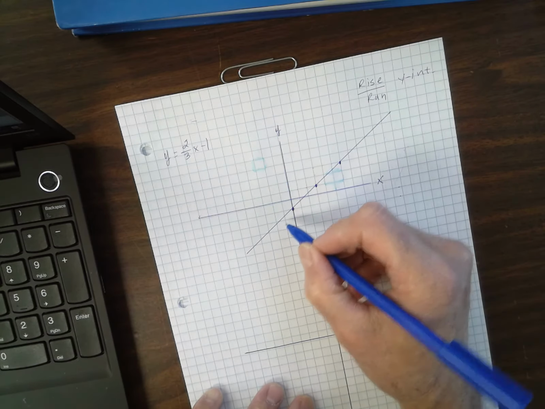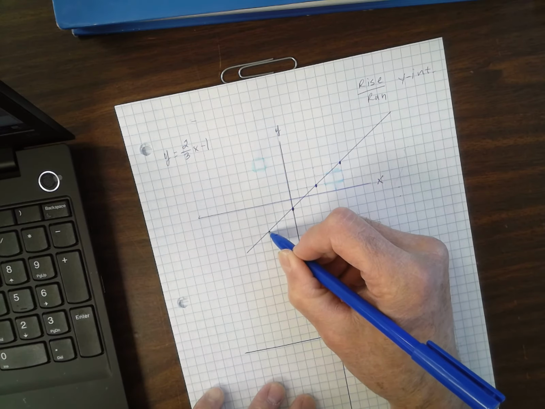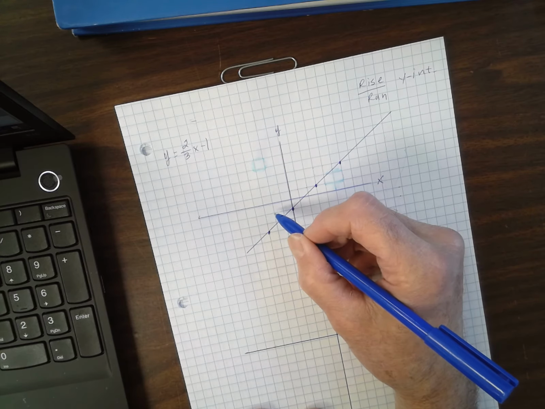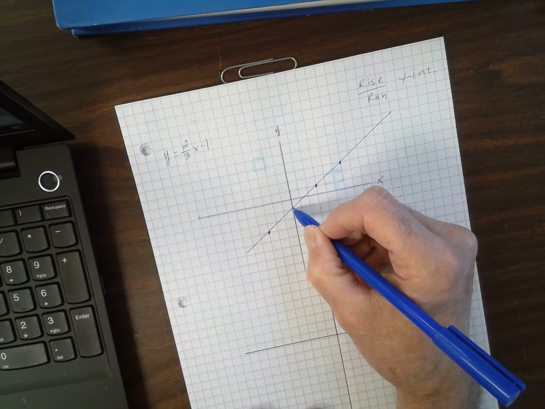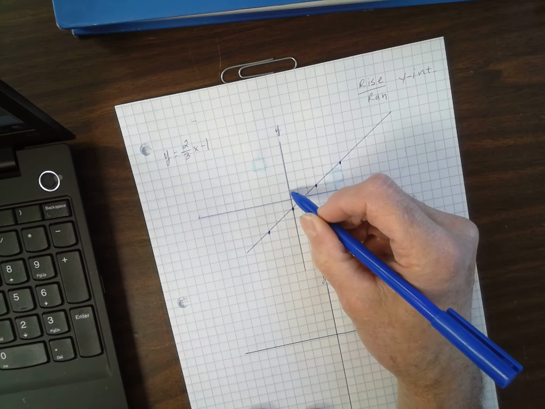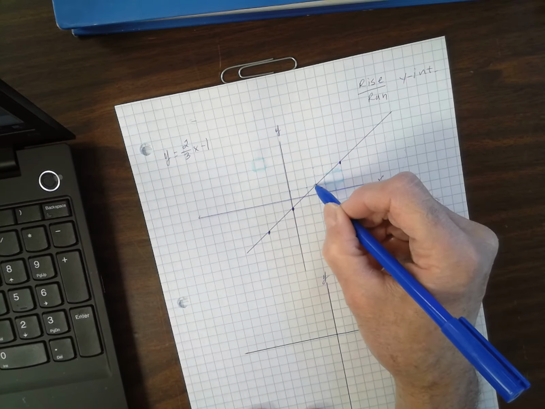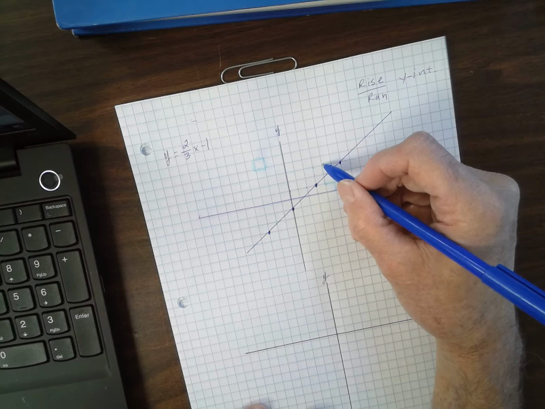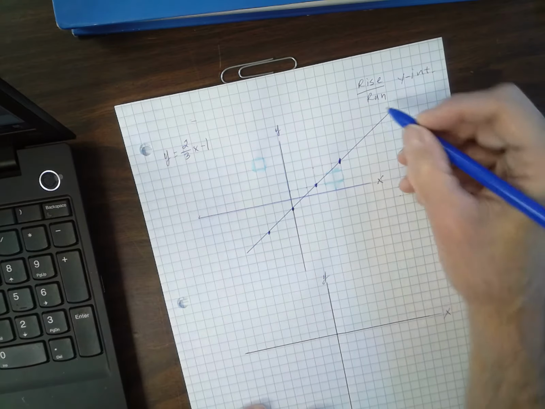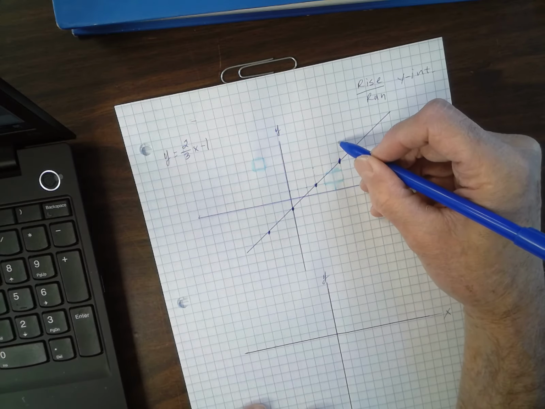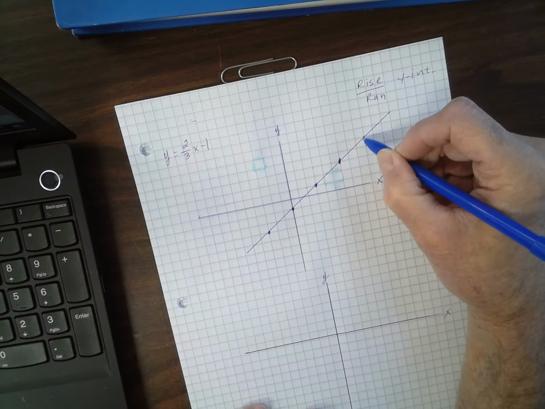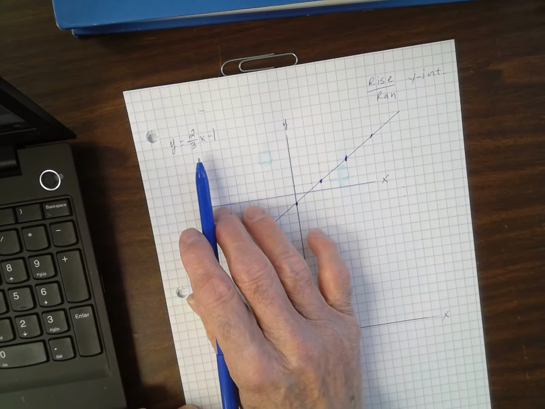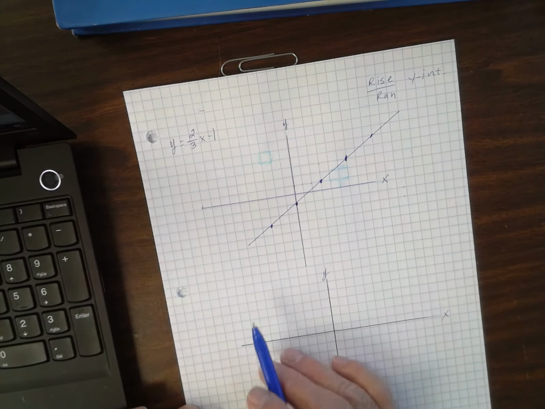I'm going to put a dot here. Up 2, over 3. I repeat this, up 2, over 3, several more times along the line. So just using the slope and the y-intercept, I was able to graph this line.